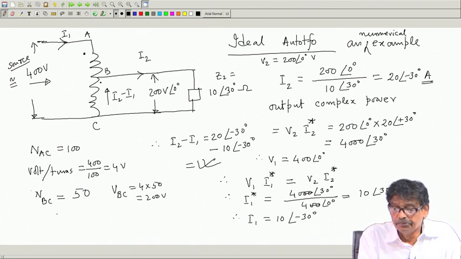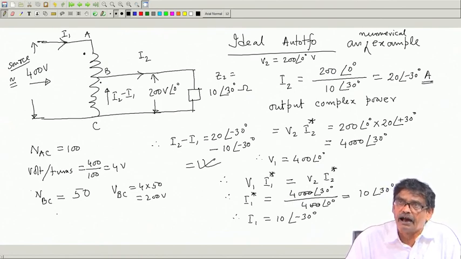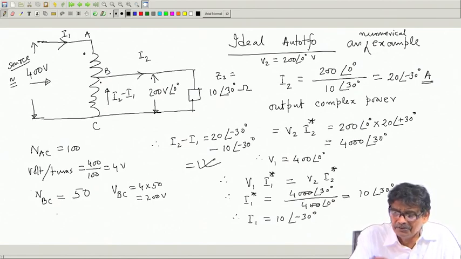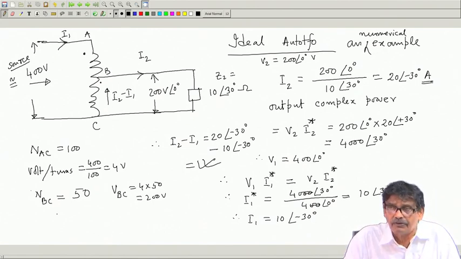So, the current distribution of various parts of this circuit can be easily calculated, provided of course, the transformer is ideal. Winding resistances are not there, leakage reactances are not there, such that V 1 becomes E 1, V 2 becomes E 2, and so on.